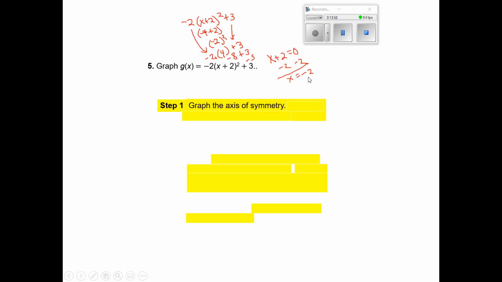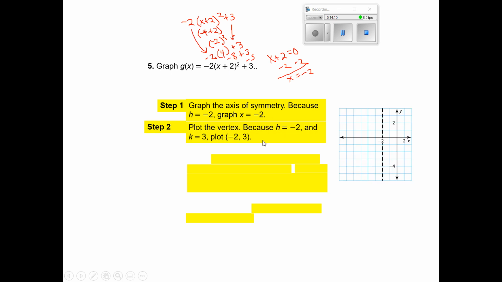I've got my axis of symmetry because if x is negative 2, I can solve this for y by plugging in negative 2. I know that my h is negative 2. That's what we said right here. And we know that the y value is going to be 3. So we've got negative 2 and 3 for my vertex. So right over here, we're going to go to negative 2 and then go up 1, 2, 3. That's going to be my vertex.